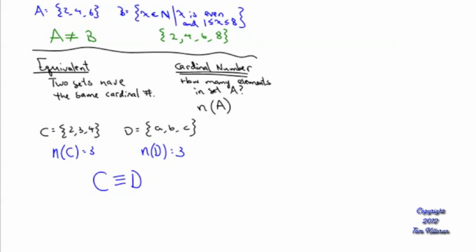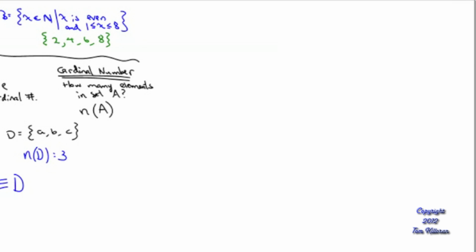Notice how I wrote equivalent: 3 lines. Equals has 2 parallel lines. Equivalent has 3 parallel lines. Another shortcut, because we don't want to write the word equivalent. Mathematicians are lazy. You'll get used to that. Whenever we can write a whole sentence as a symbol, we do it all the time. Okay, so that's equal and equivalent and cardinal number.